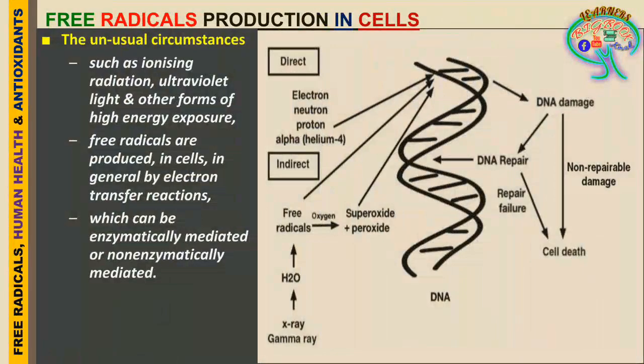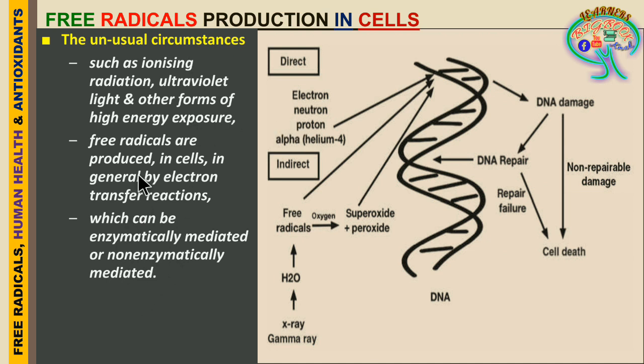In this slide, we will discuss the unusual circumstances, other than the internal source of free radical production in cells. Those can be ionizing radiations, ultraviolet light, and other forms of high energy exposure. Free radicals are produced in cells in general by electron transfer reactions, which can be enzymatically mediated or non-enzymatically mediated.